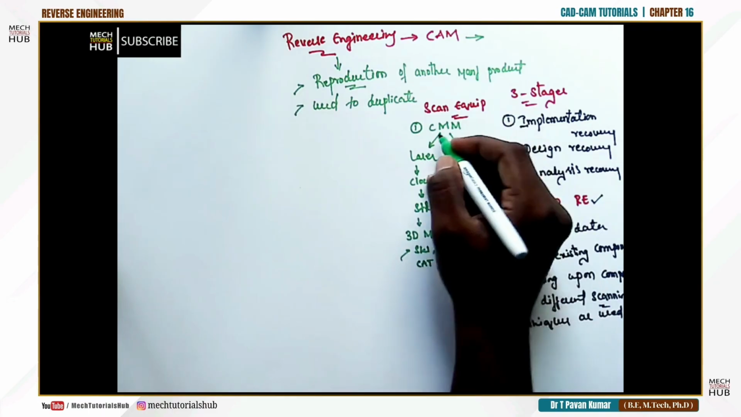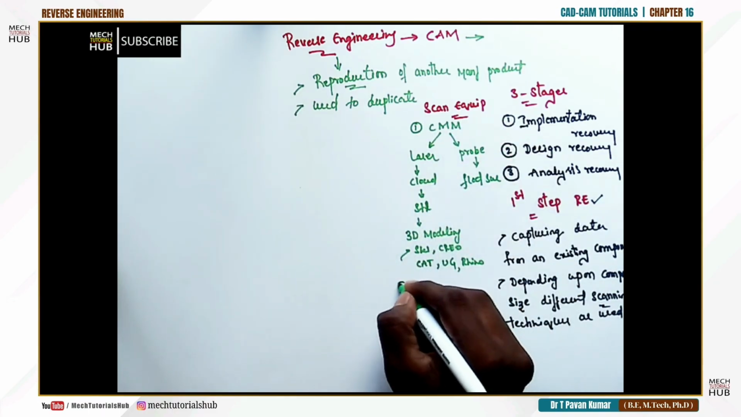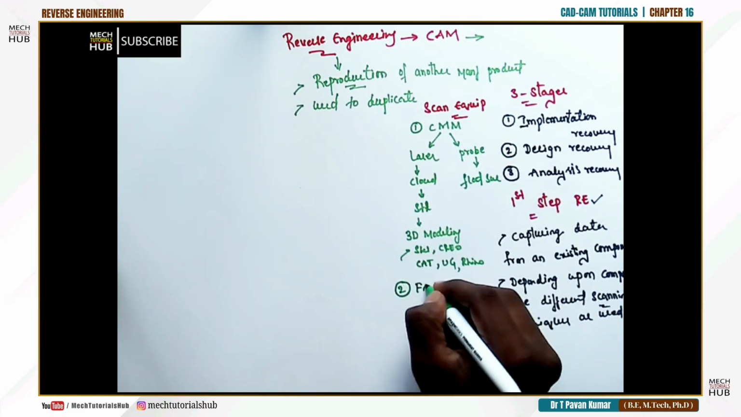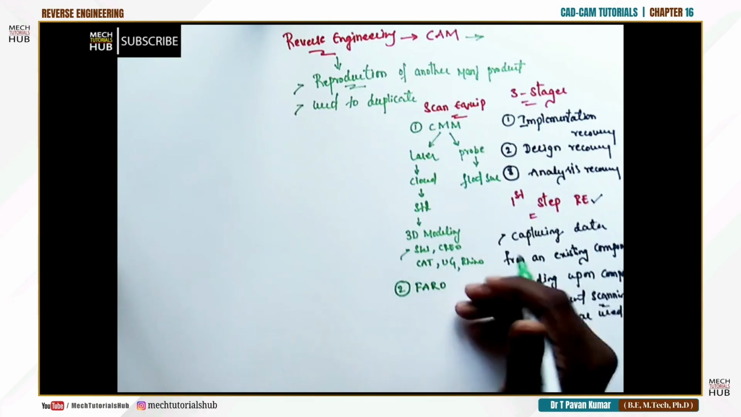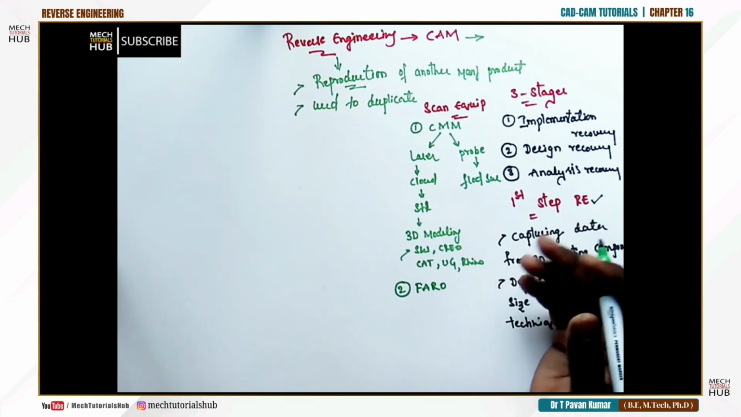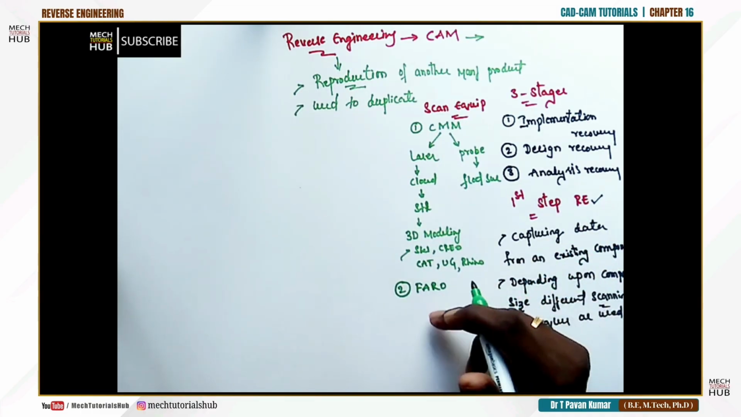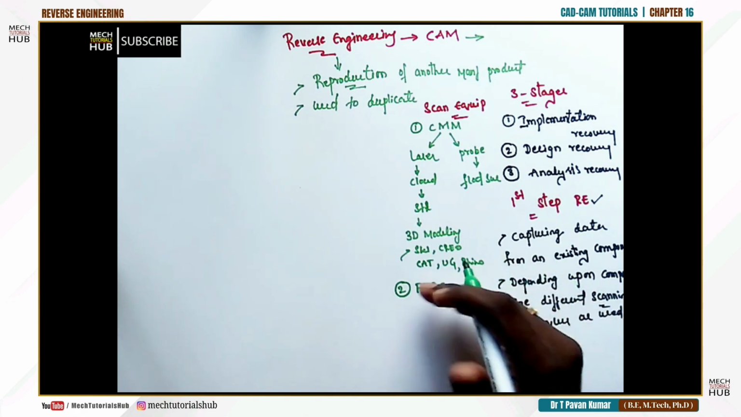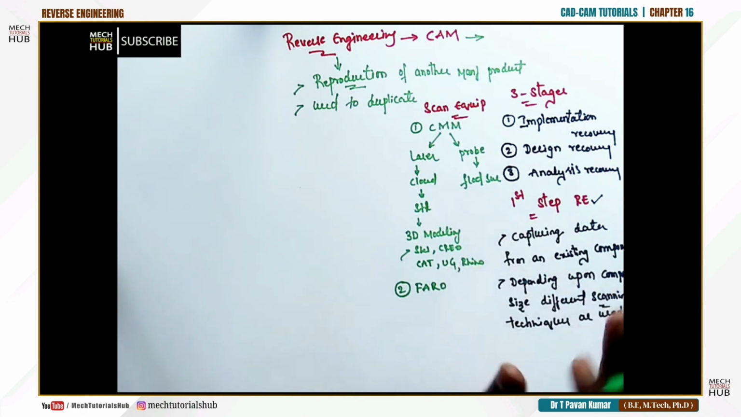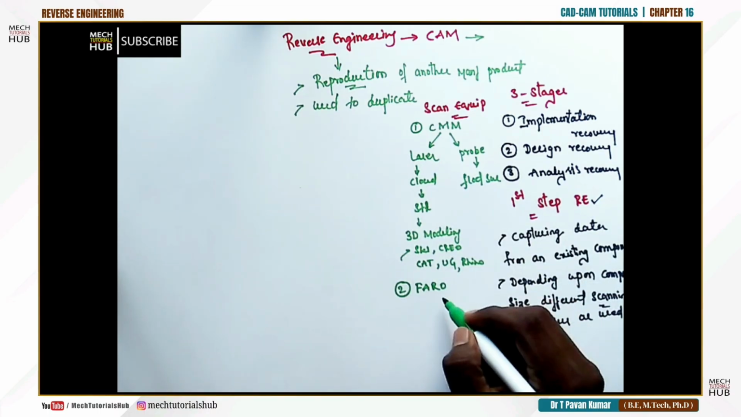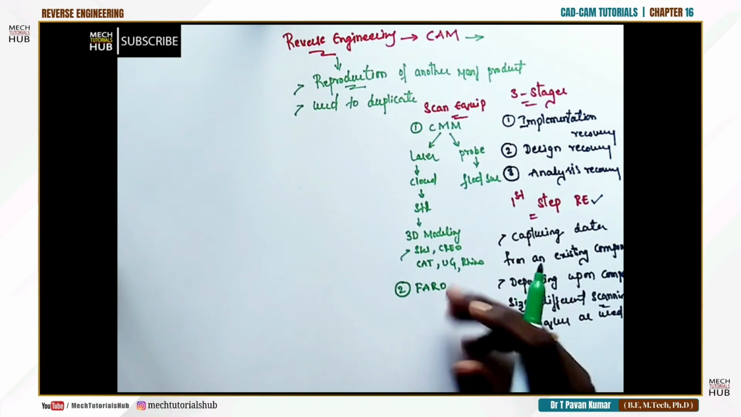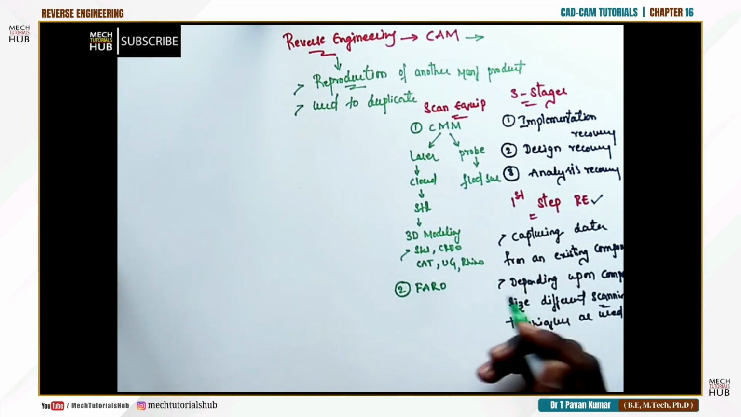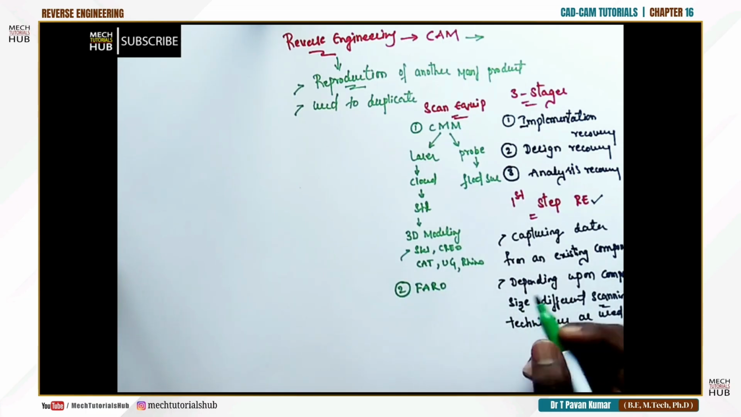Now other than this CMM, there is one more piece of equipment available, which is Faro. This is the latest technology. Faro is present in many companies. Faro is an equipment with a number of degrees of freedom, like the way a human hand has. It will help you take the data from any position easily, by the probing method or by the laser method.